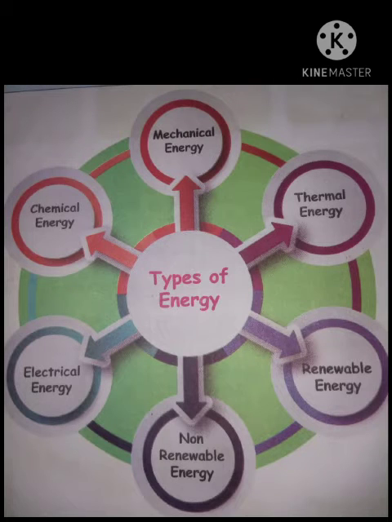This is an escalator. We can see the escalator in a big mall, big hotel, etc. Electricity gives energy to move the escalator. Here electricity is used as energy. Next, let's see the types of energy. First, renewable energy, non-renewable energy, electrical energy, chemical energy, mechanical energy, thermal energy. Let's see one by one.